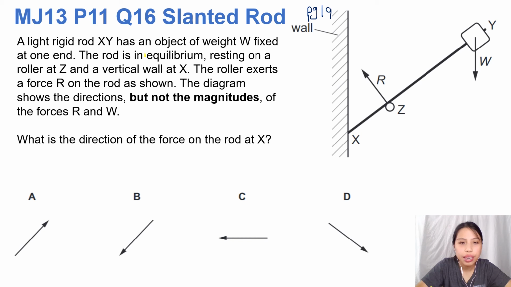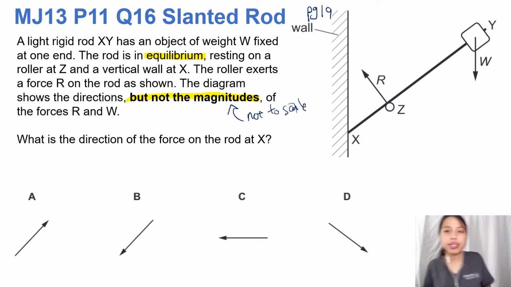Something to highlight about equilibrium: the diagram shows the direction, not the magnitude, of forces. What this means is that your diagram is not to scale, so don't just look at the arrow and compare. It's just a warning. They let you know. Okay, so we can think of this in a few ways. You can think in net force or net torque, but in this case, it's a little easier to think of net torque.